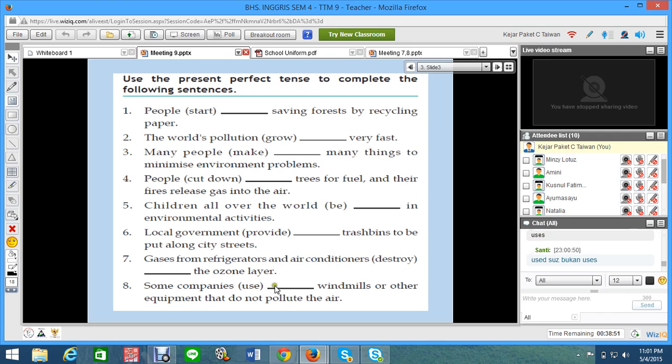vokal, vowel. Okay, Mbak Minzi, kalau S itu dalam bentuk simple present tense. Ini adalah present perfect, berarti kita harus pakai verb 3. So here should be some companies blank blank blank windmills, other equipment that do not pollute the air.